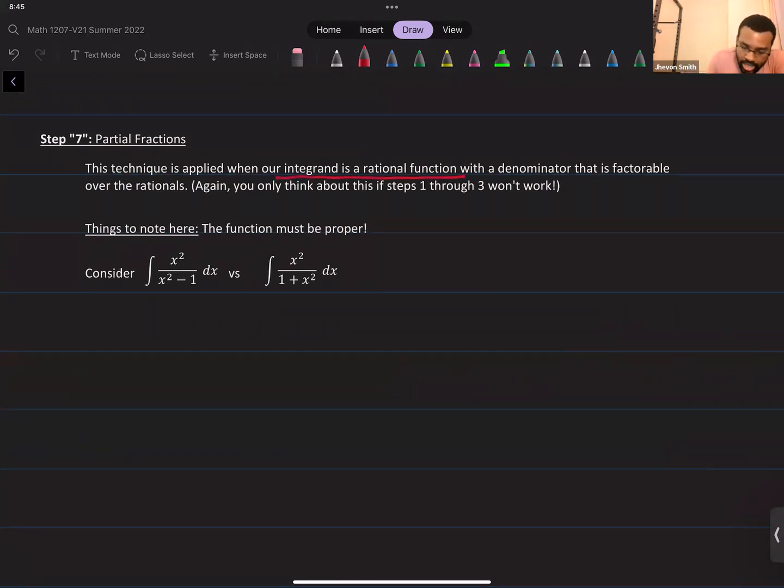One, the integrand is a rational function, a ratio of polynomials. I mean rational function in the strict sense, or possibly you could do a substitution that makes it into such a function. But again, I'm assuming that you've already tried a substitution, so I'm not going to talk about that case. So it's a rational function where the denominator factors, and it is a proper rational function. We've already seen how to deal with a situation where it isn't. Okay, and let me remind you again, you only think about this step if steps 1 through 3 won't work, right?